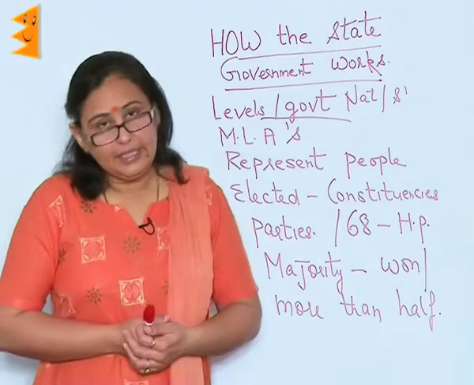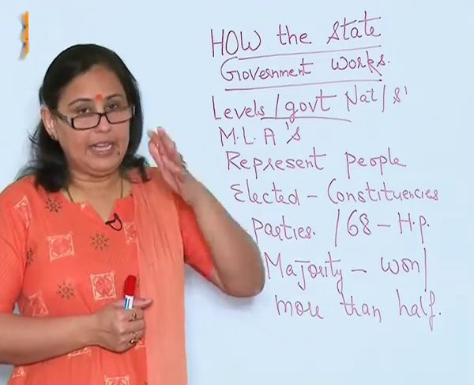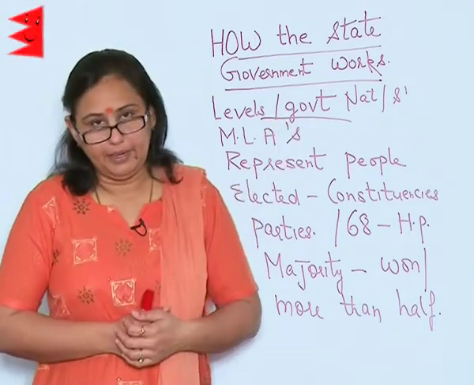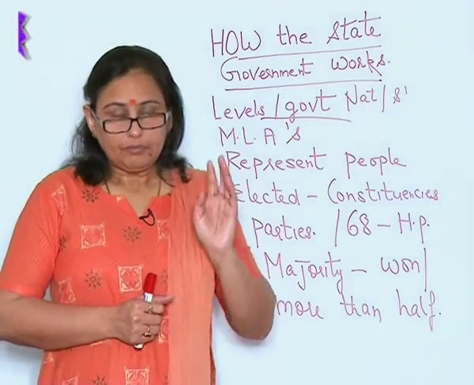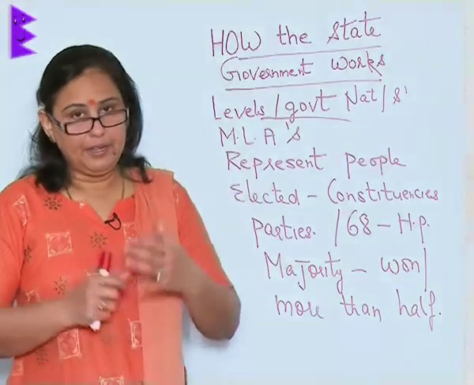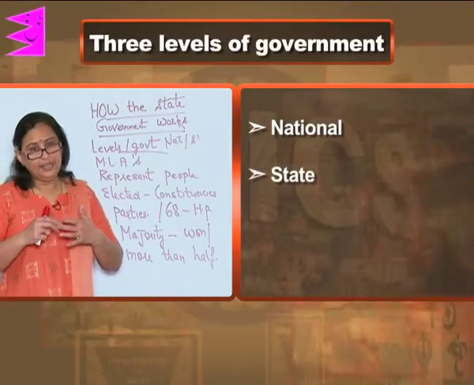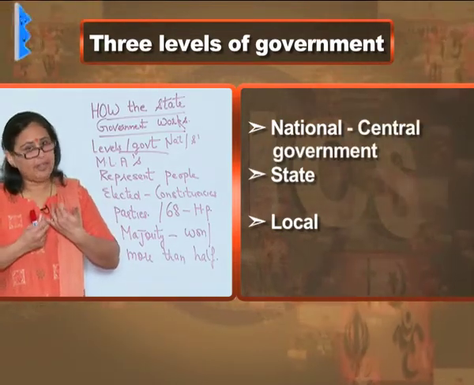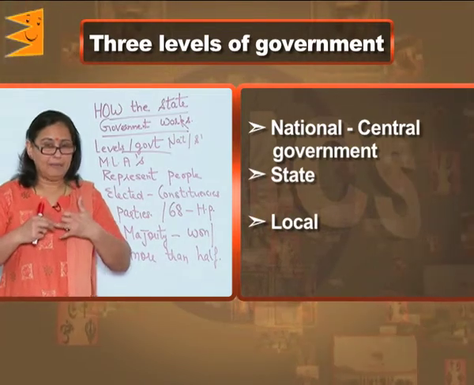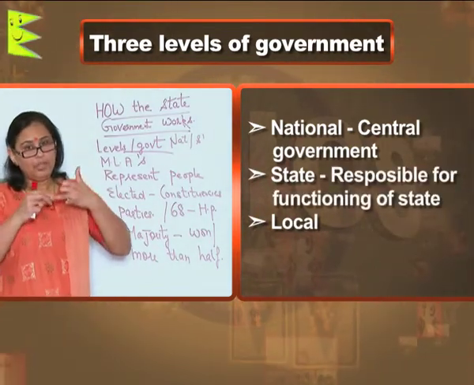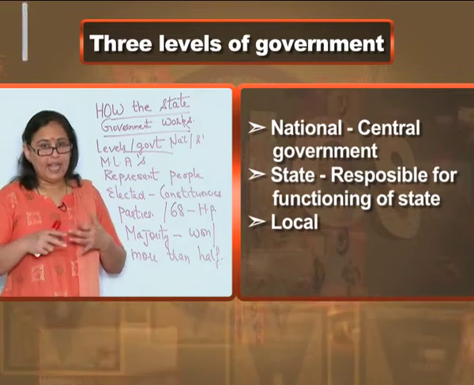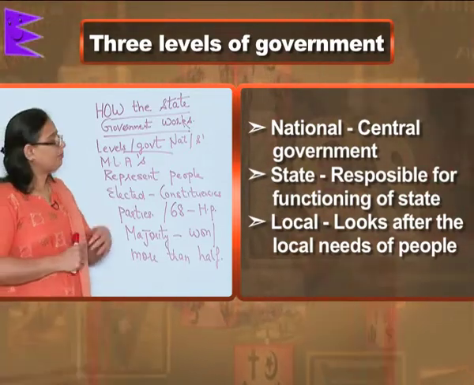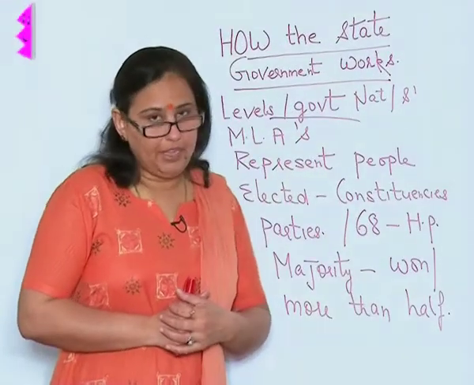First of all, in this series of understanding the government as such, let me tell you about the levels of the government. In India, we have three levels of the government: the national, state and the local government. The national level is also called the central government, and the state government is responsible for the functioning of the state, and the local government of course looks after the local needs of the people. That was about the levels of the government.